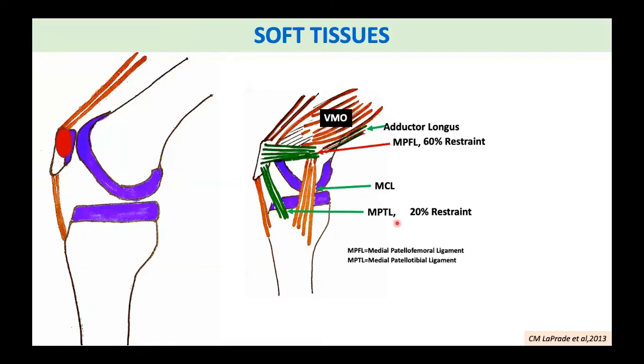Again, it's important to understand the attachment of the MPFL. This is on the superior two-thirds of the medial surface of the patella, while on the femur, it is a saddle-like groove in between the medial epicondyle and the adductor tubercle. So this is the attachment of the MPFL. This has been quantified by so many millimeters proximal and posterior, but in a simplified way, it is between the medial epicondyle and the adductor tubercle on the medial aspect of the femur.